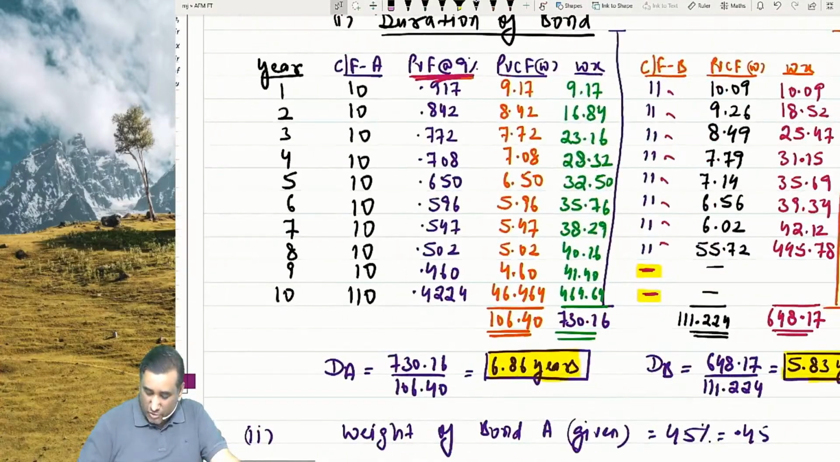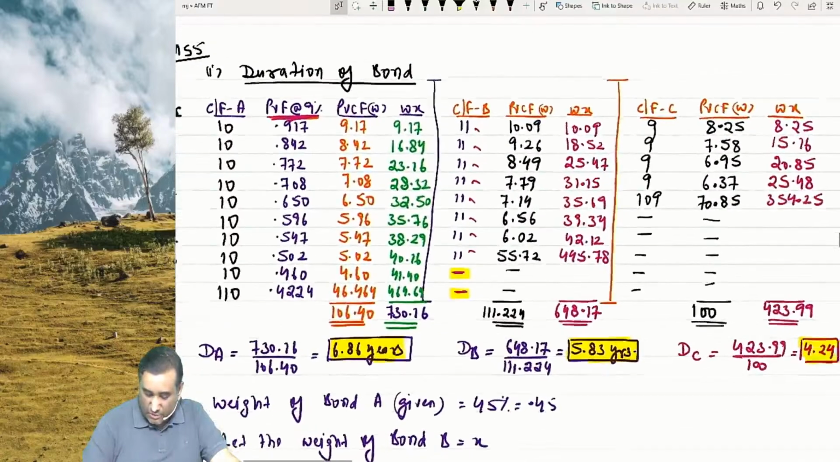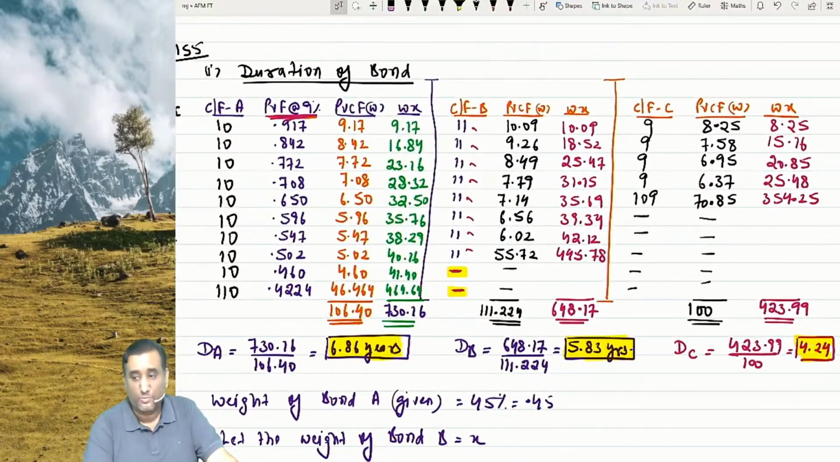In the second part he says, I am assuming that every one of you is getting the same numbers. Duration of A, that means asset A, I am getting 6.86. Duration of B I am getting 5.83. Duration of C I am getting 4.24. These are the durations which I am getting here.